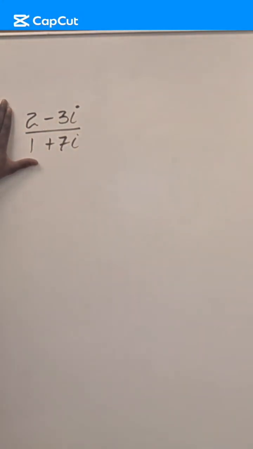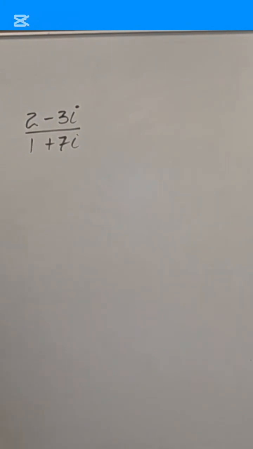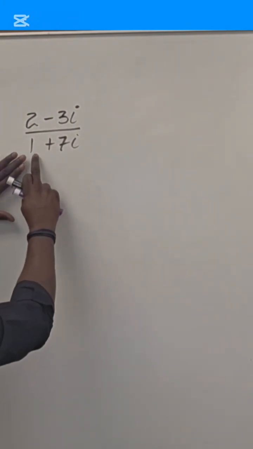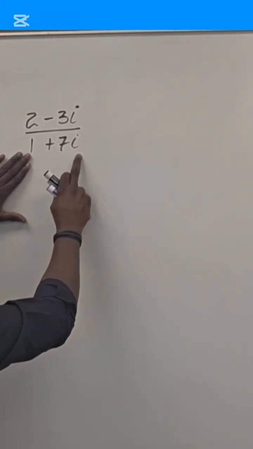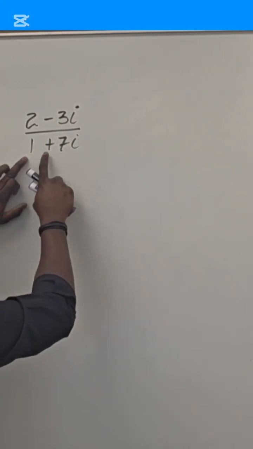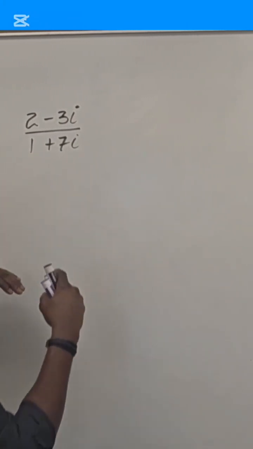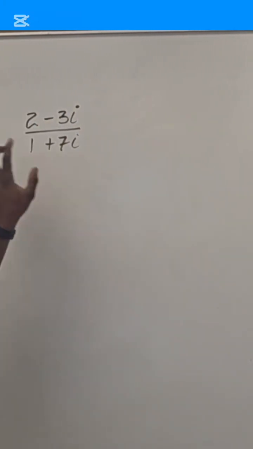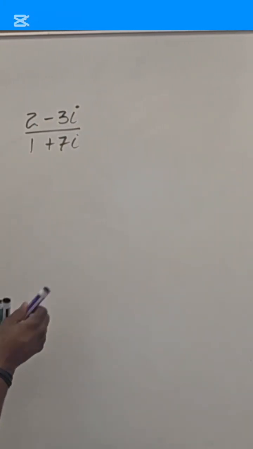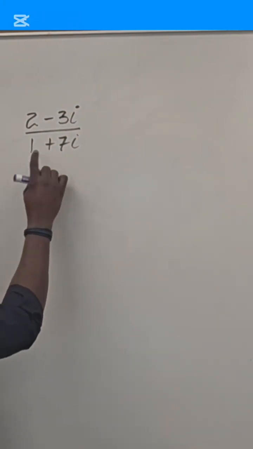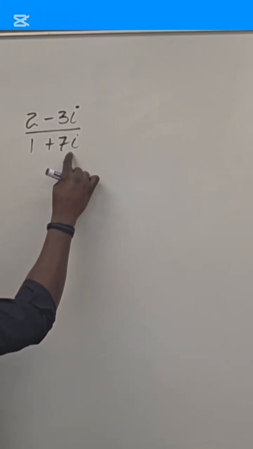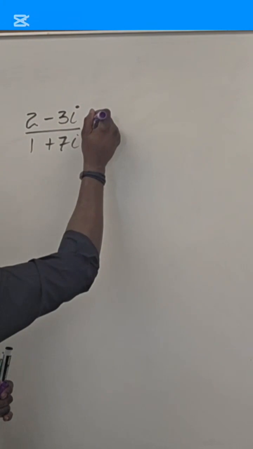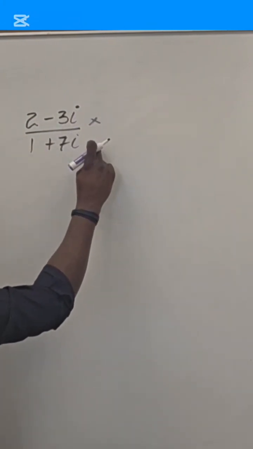Divide these complex numbers. First things first, if we're going to divide complex numbers, we have to look at the denominator here. As you can see, what we really have is 1 plus 7i. In order to sort this out, we will have to find the complex conjugate, which means that we're going to find the conjugate of 1 plus 7i, and use it to multiply the numerator and the denominator.